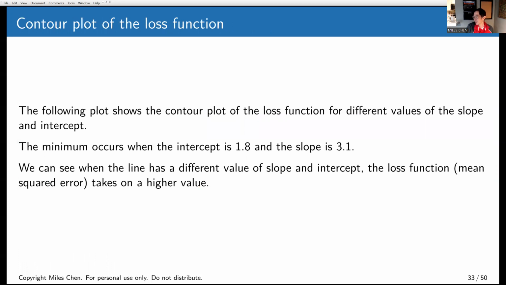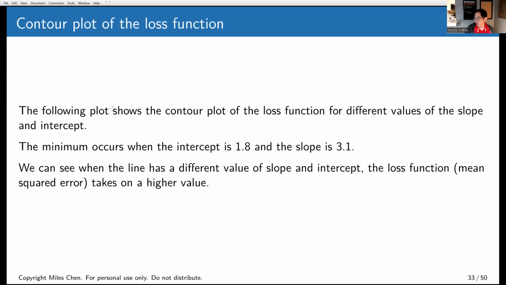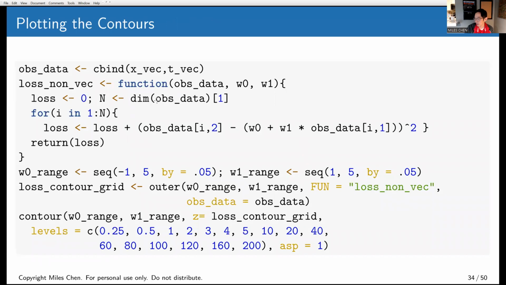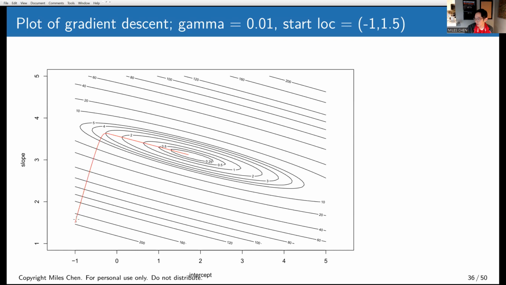I want to illustrate this, and I hope this illustration is helpful. What we're going to see is the contour plot of the loss function and the actual graph of our fitted line. My starting location is an intercept of -1 and a slope of 1.5. This is just code to plot the contours and plot the path of gradient descent. So this was my path of gradient descent.